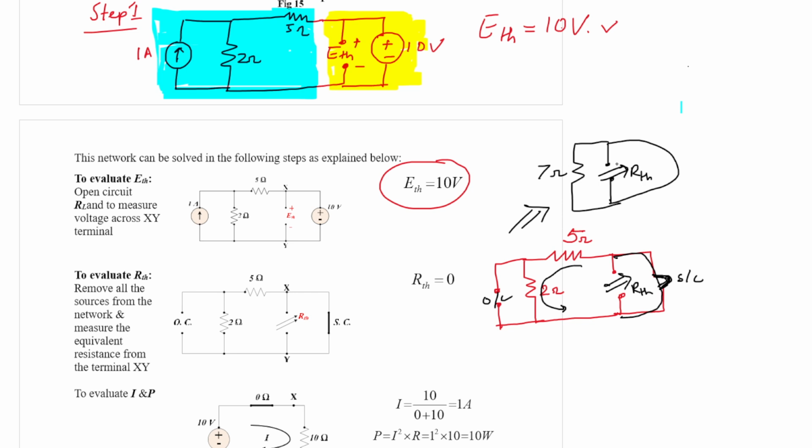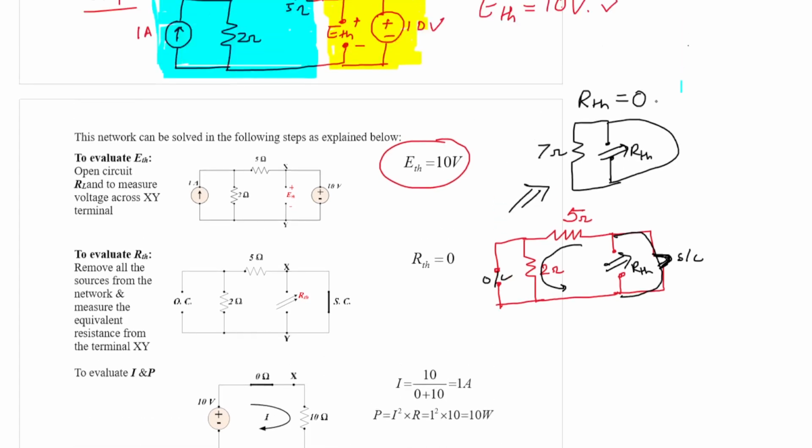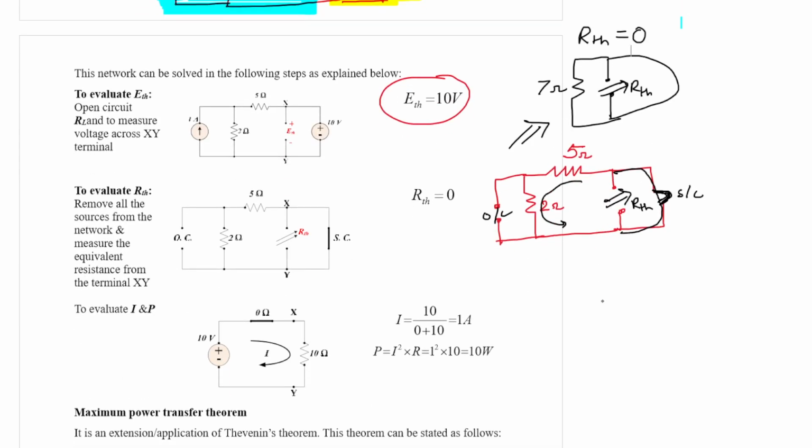So effectively, as you can understand from this circuit, this 7 ohm resistance is directly short circuited. So from this network we can directly write RTH is equal to 0. Why? Because you just imagine one current will be injecting from this terminal like this.